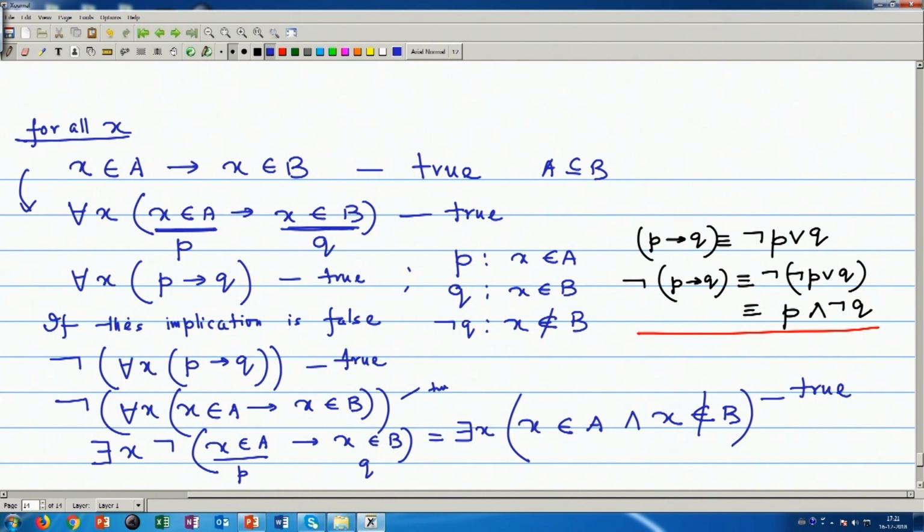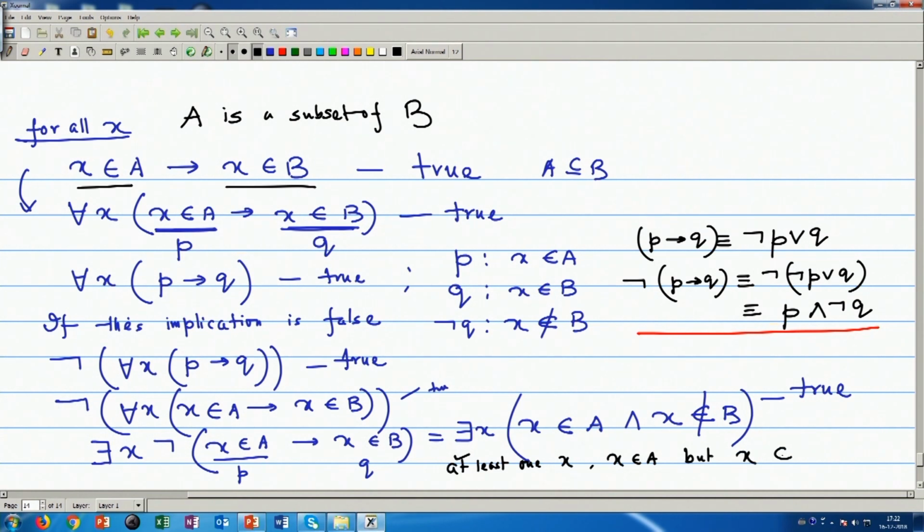So what we get is, if A is a subset of B, that means x belongs to A implies x belongs to B. Now, if it is false, then the negation is true and we get there exists at least one x for which x belongs to A, but x does not belong to B.